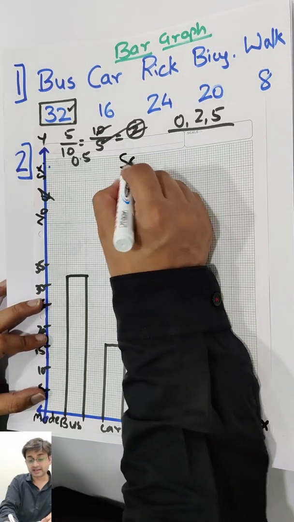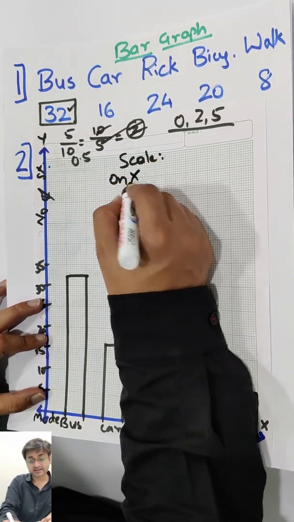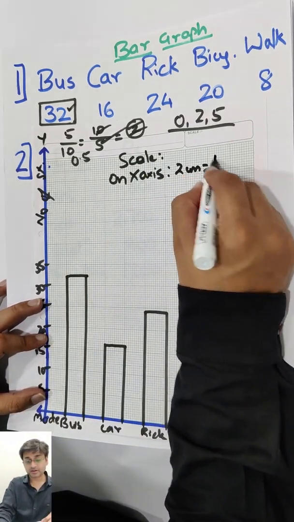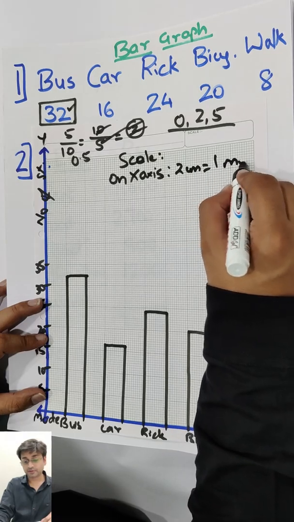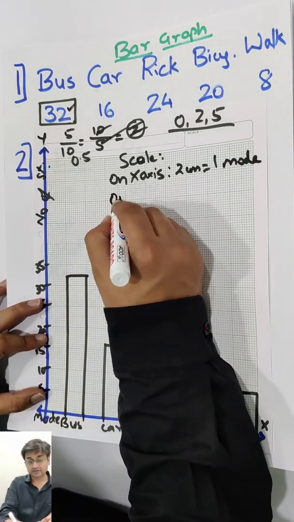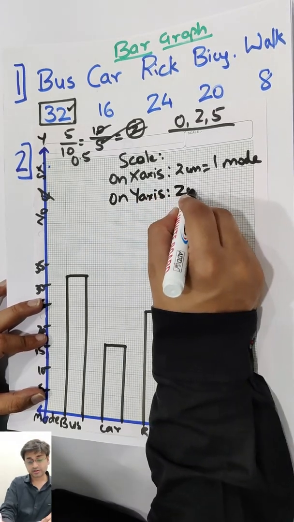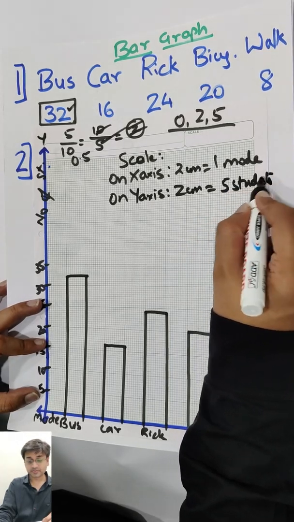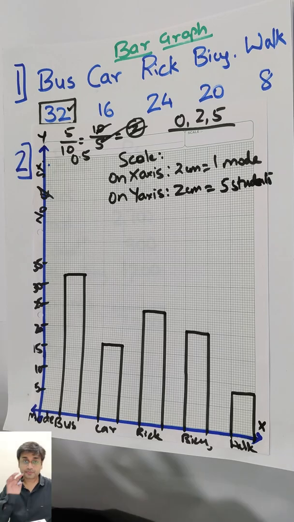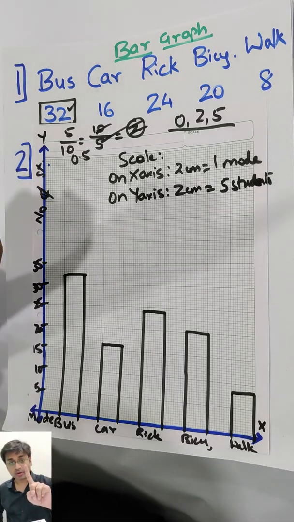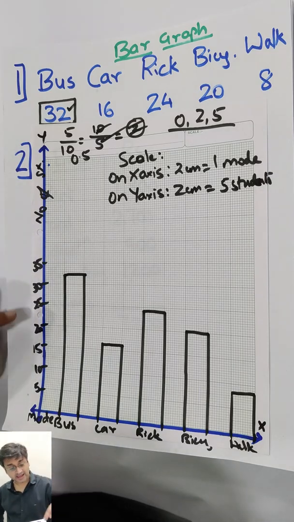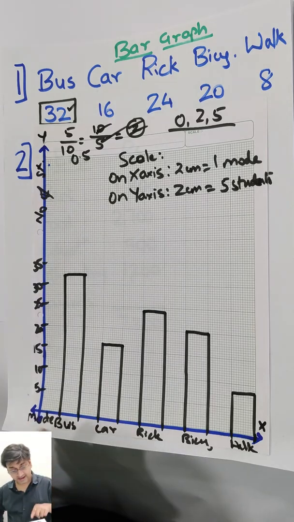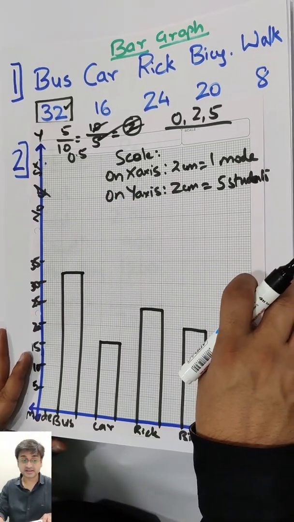And then you need to write the scale, very important. So on the x-axis, 2 centimeter is 1 unit, or 2 centimeter is equal to 1 mode, you can say, because mode of transportation. And on the y-axis, 2 centimeter is equal to 5 students, because these are number of students. Are you getting it? 5 students. So 4 major parts. Part 1, draw x and y. Part 2, calibrate. Part 3, draw the bars. And part 4, decoration, that is the heads and the scale. Don't forget to write the heads and the scale.